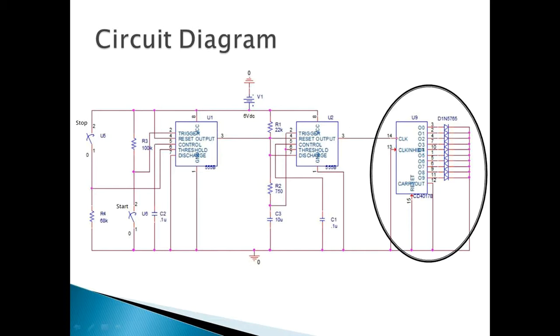The decade counter is comprised of 16 pins. 10 of those are output pins, connecting to the LEDs. The clock pin receives the oscillations from the astable timer when the bistable timer is high and oscillates until the bistable is turned low. The decade counter advances its count at every rising clock edge.